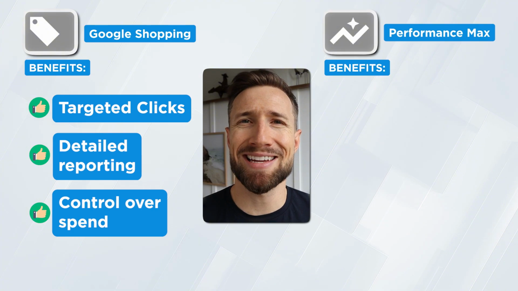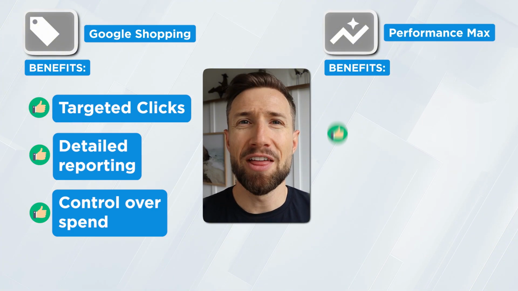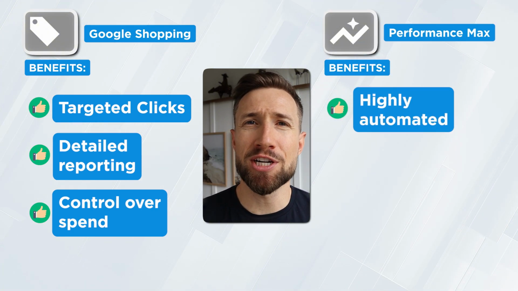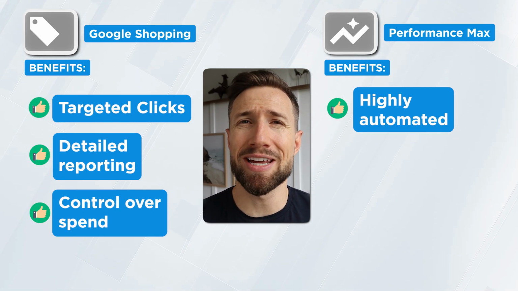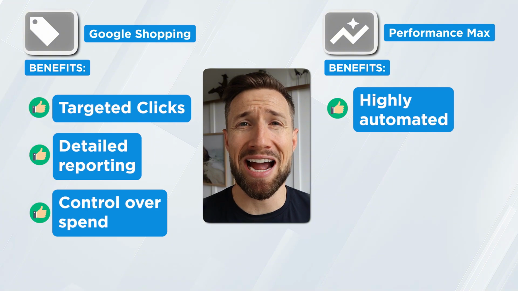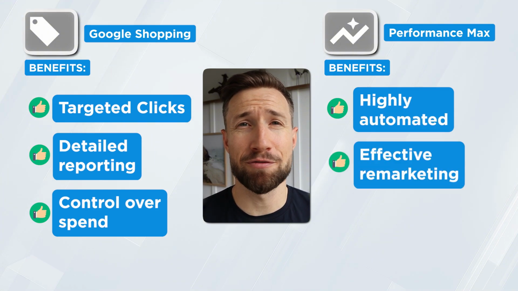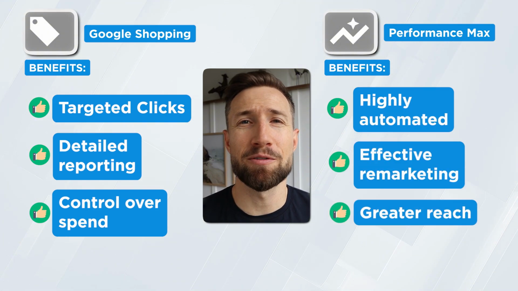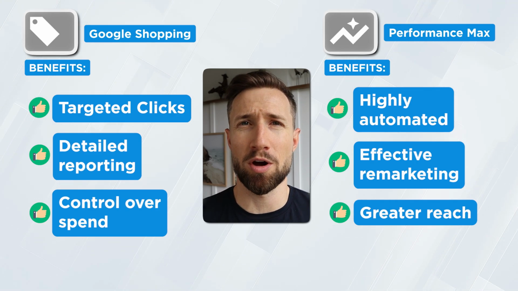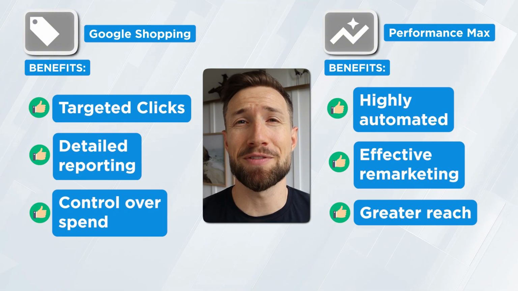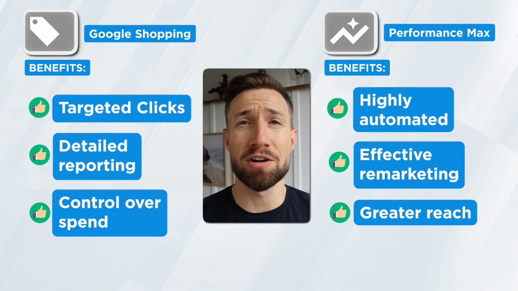Now, Performance Max campaigns can be great because they're a more hands-off approach where the machine learning takes over much of the optimization. This makes them somewhat easier for less experienced advertisers. It has an effective remarketing setup. It has far greater reach because you're not just advertising on Google search, but all of Google's properties. This means that it can be great for targeting buyers at all parts of the buying funnel.